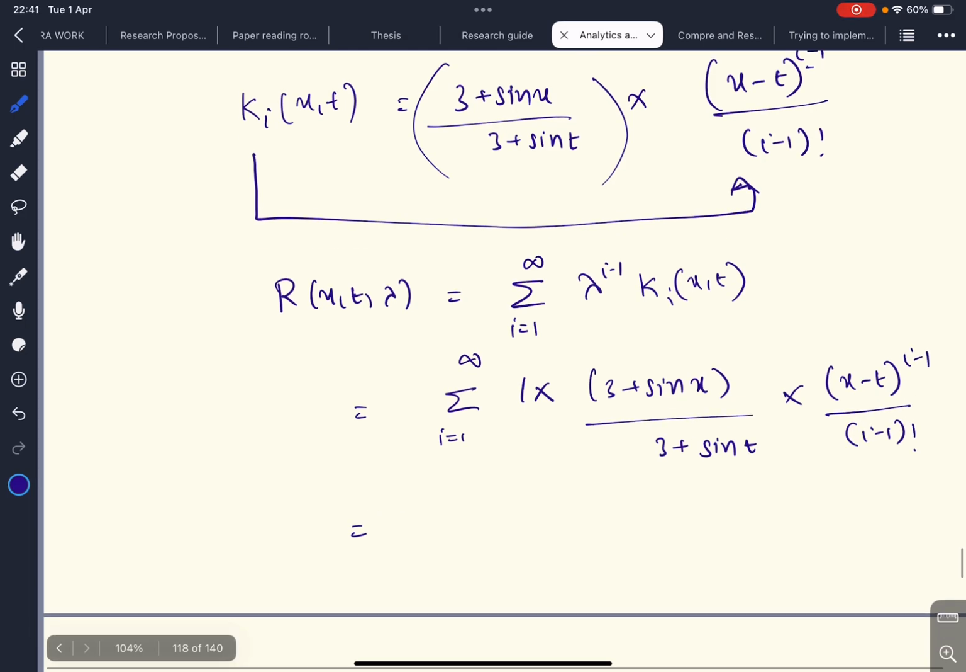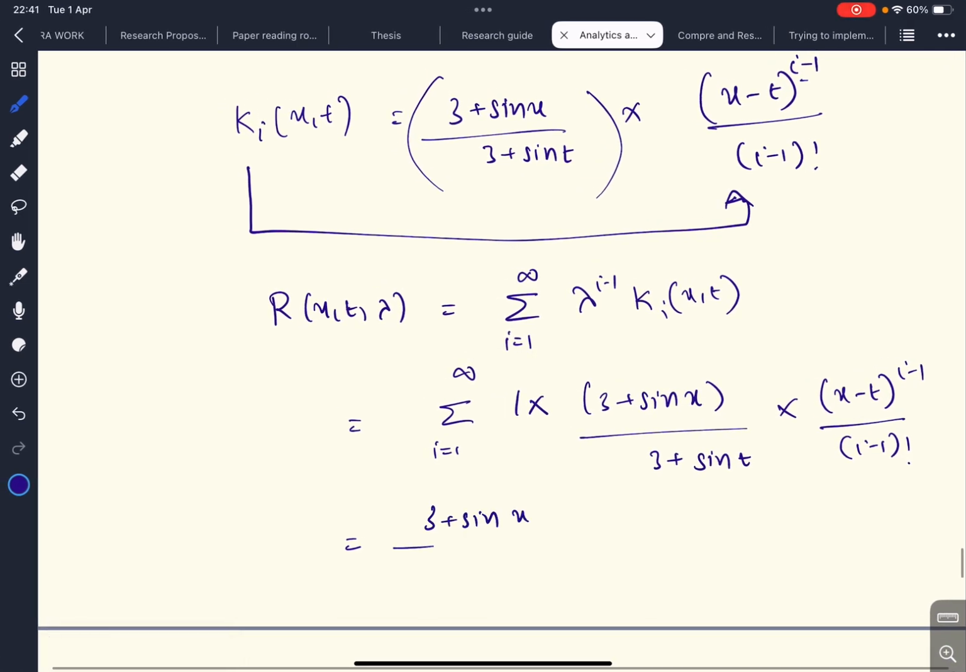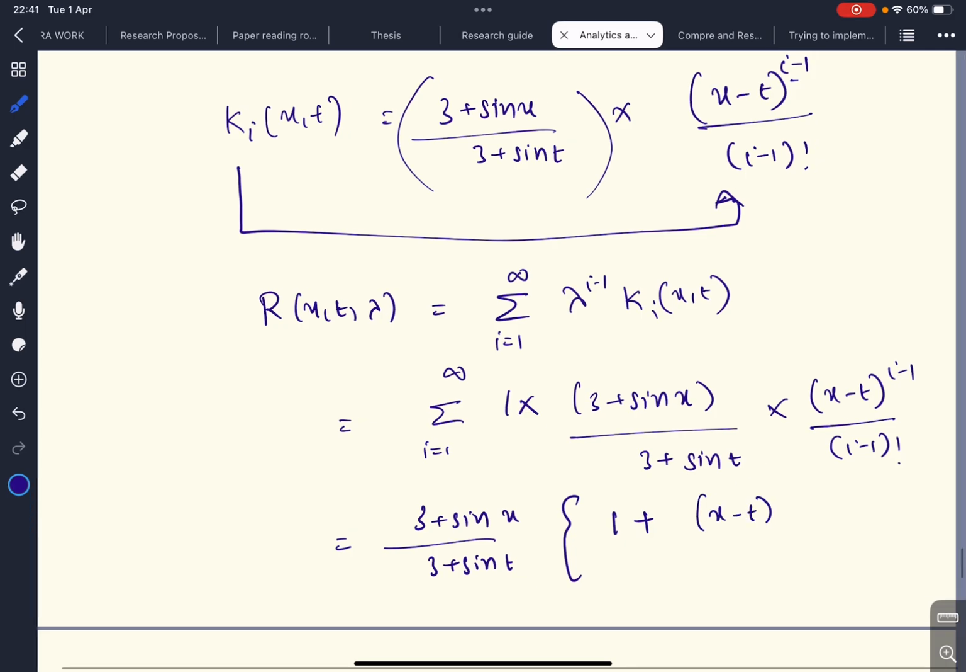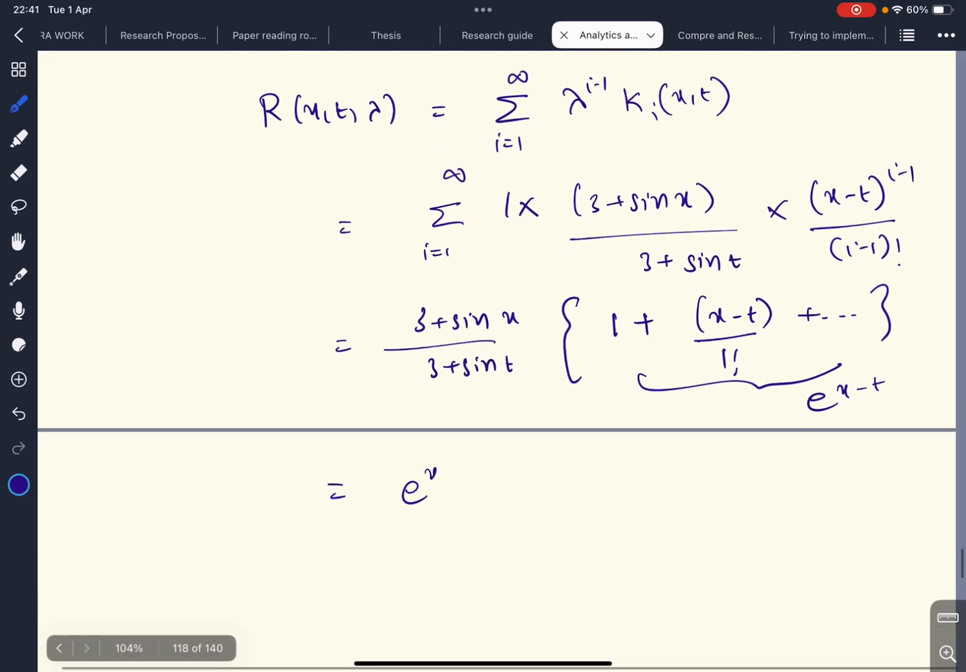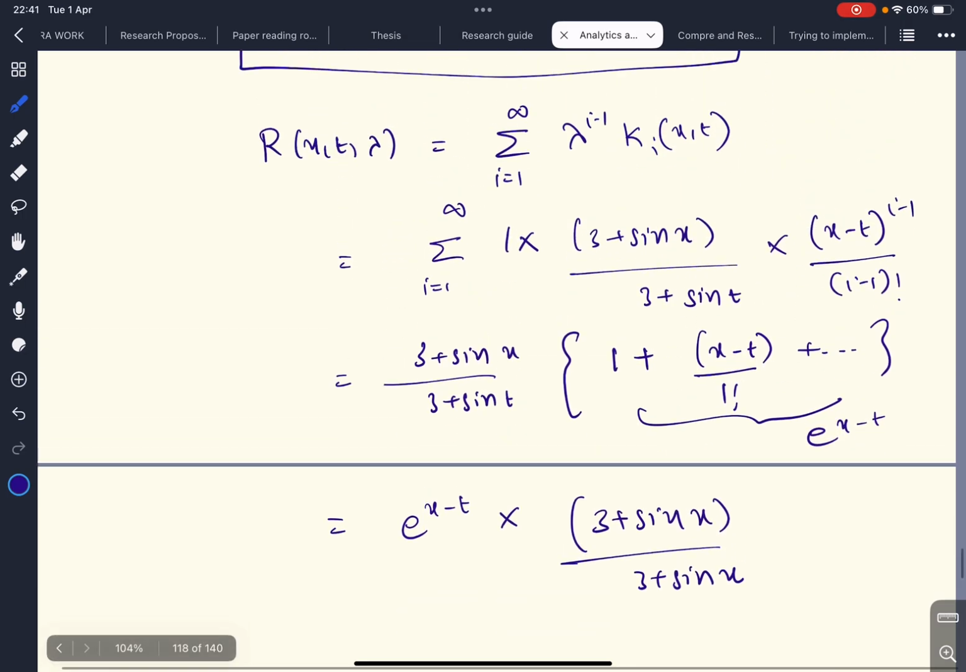When you do the summation on i, you will get (3 plus sin x) upon (3 plus sin t) common. When i is equal to 1, this will be 0 factorial, which is 1. So this whole will become e to the power x minus t. So the resolvent kernel will be e to the power x minus t into (3 plus sin x) upon (3 plus sin t). Since this is a part C question, it is consuming a little bit of time.